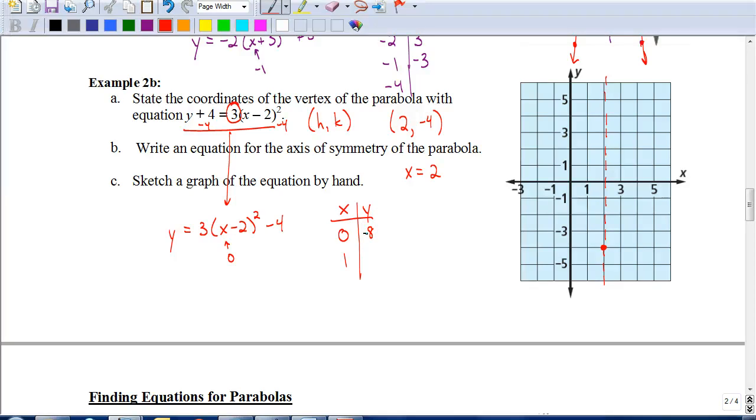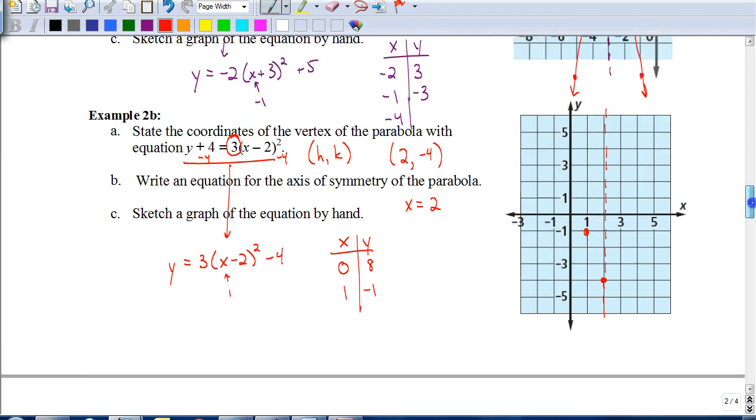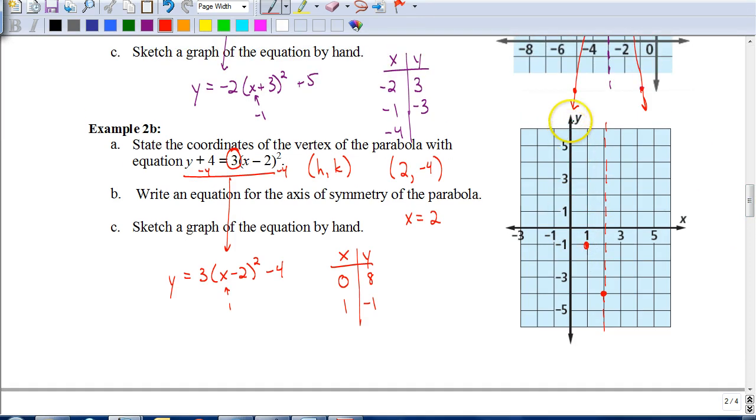Okay, so now I'm going to put 1 in there for x. 1 minus 2 is negative 1. Square that, it becomes a positive 1. Times 3 is 3. And 3 minus 4 gives you negative 1. So let's graph those. When x is 1, y is negative 1. That's easy enough. But when x is 0, y is 8. We're just going to estimate where that would be. So here's 5, 6, 7, 8 would be maybe right about there.